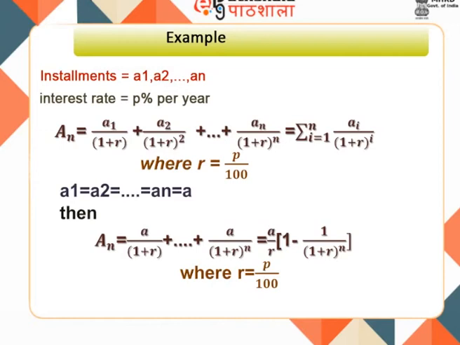When the annual payments are equal, that is A1 = A2 = and so on = An = A, then we have A/(1+r) + and so on + A/(1+r)ⁿ, which is equal to A/r multiplied by (1 − 1/(1+r)ⁿ), where r is equal to p by 100.